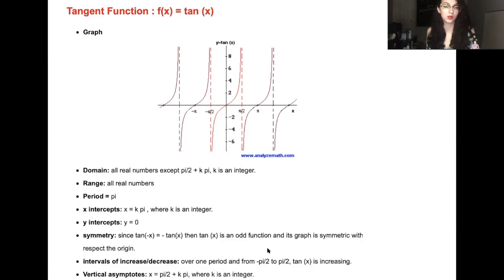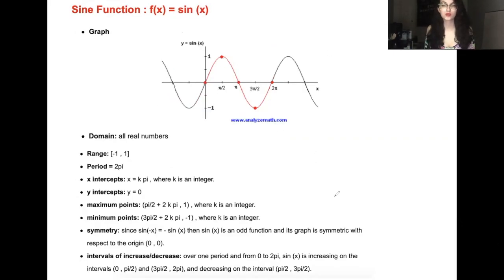And then we also need to know that tangent is an odd function, and that means that if we plug in some negative x into the argument, we could bring that negative out front. And then since it's odd, we know it's symmetric with respect to the origin, so that helps us to draw the tangent function. So something else we need to know from trig is inverse trig functions.